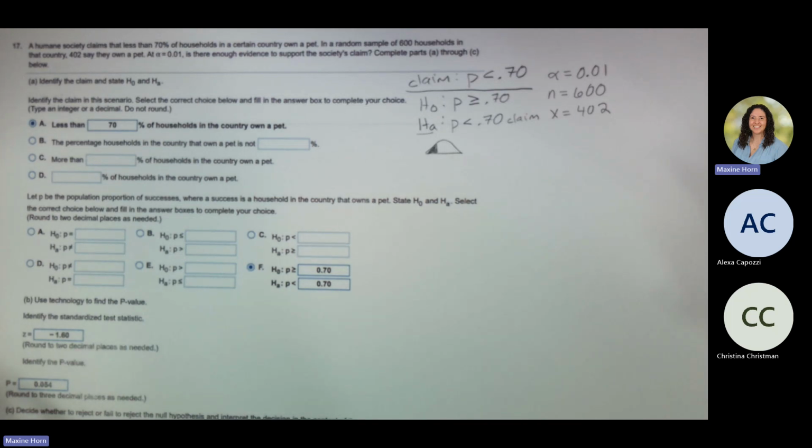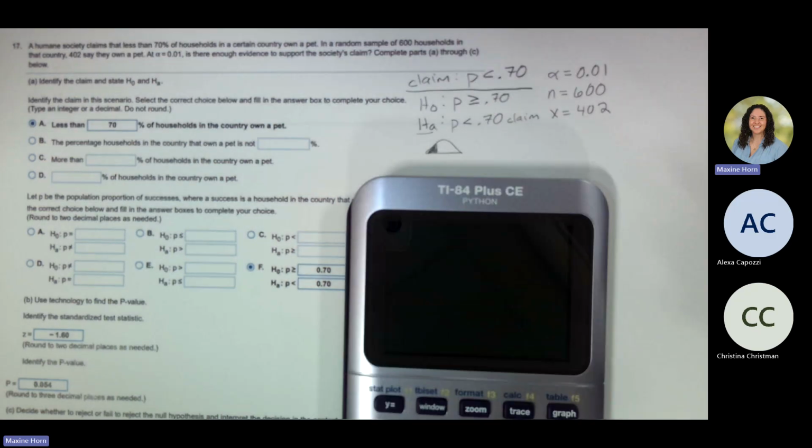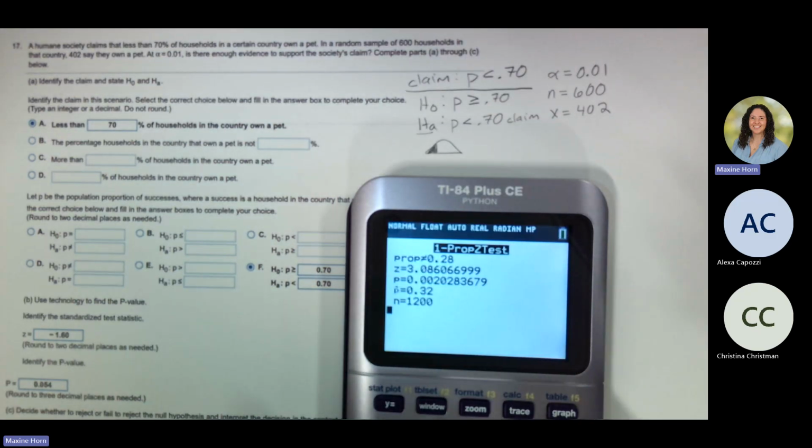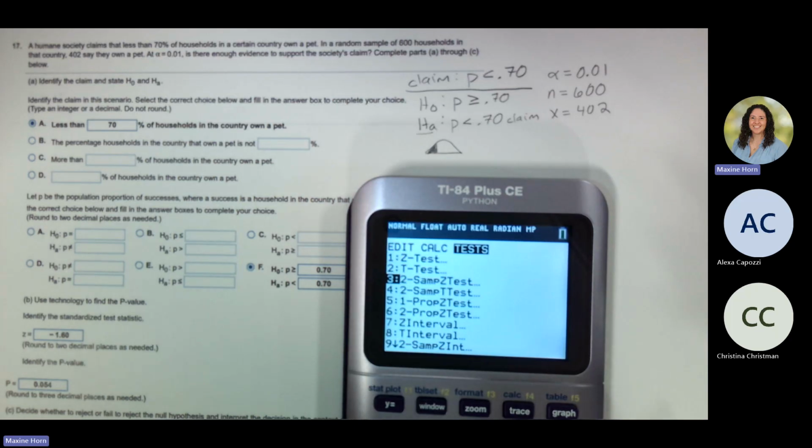Okay, so I think we have everything we need in order to plug this into the calculator. So again, this is a proportion. So we're going to be going to stat. We're going to close out of that. We're going to go stat, tests, and then go down to number 5, 1 prop z test. Prop like proportion, right?